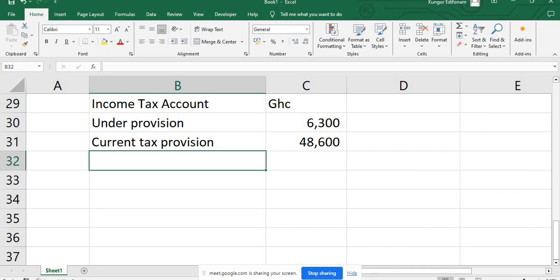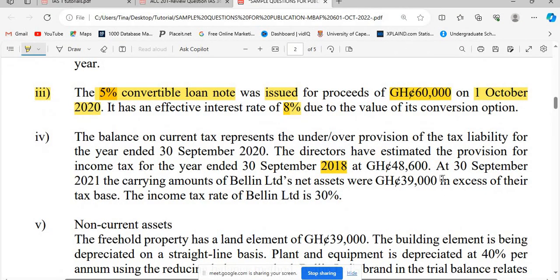So now let's go back to the question. We were told that at 30th September 2021, the current amount of Berlin Limited's net asset were 39,000 in excess of their tax base. The income tax rate of Berlin Limited is 30%. Okay. So when there is a revaluation, or an increment in net asset in excess of the tax base, it means that there will be a future tax, because now the GRA's tax base is lesser than ours.